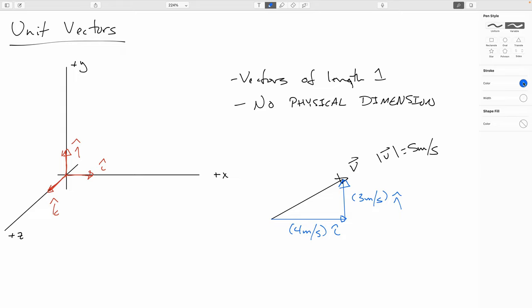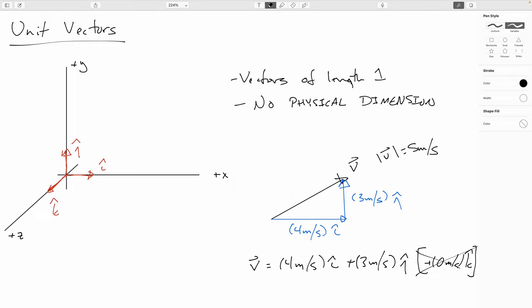In any event, I can now write my velocity vector as 4 meters per second times I hat plus 3 meters per second times J hat. And for completeness' sake, if you want, we can say plus 0 meters per second K hat, but I'm not too worried about that.